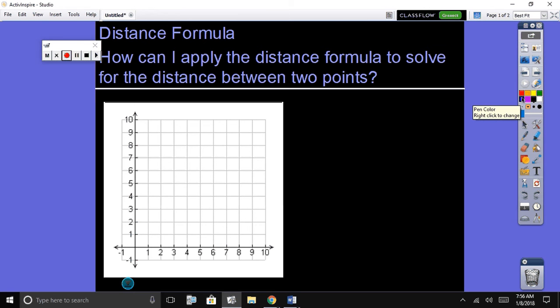If I say I have 2 points, we'll do the first one to be 3, 5, and the second one's going to be 7, 2. What is the distance between those 2 points? What's the value of the space between those 2 points?